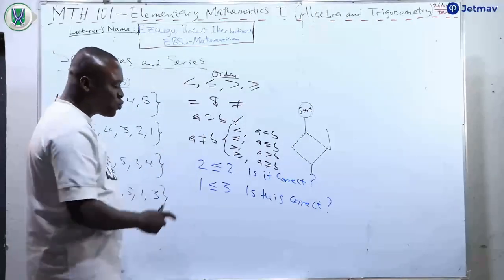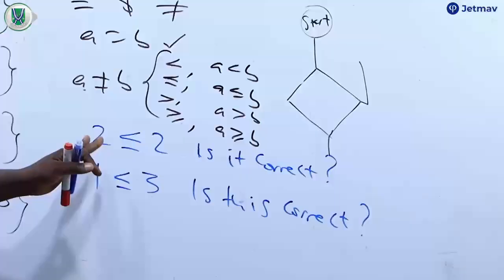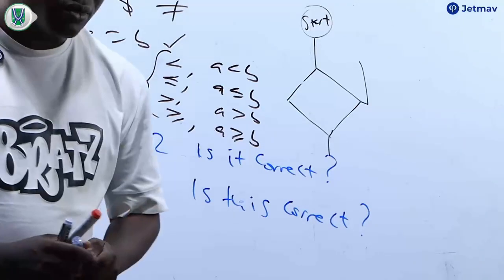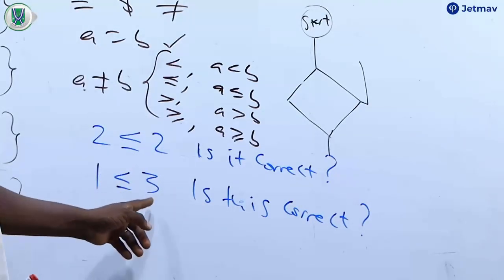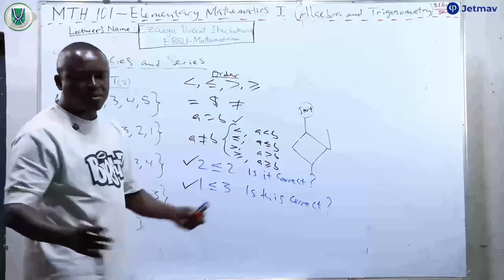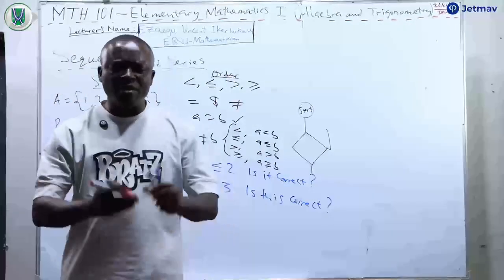Now, we pose to you some other questions. 2 less than or equal to 2. Is it correct? Yes, it is correct. Bear in mind what we said. 2 less than or equal to 2. Here, 1 is less than or equal to 3. All of them are correct. Ask me how. Why are all of them correct?